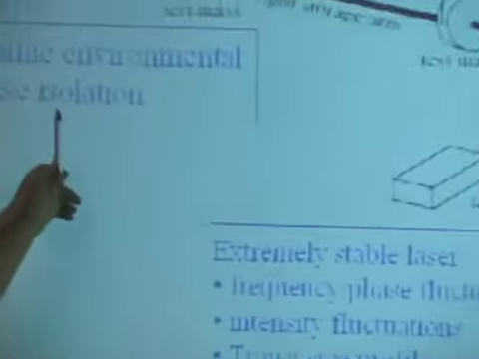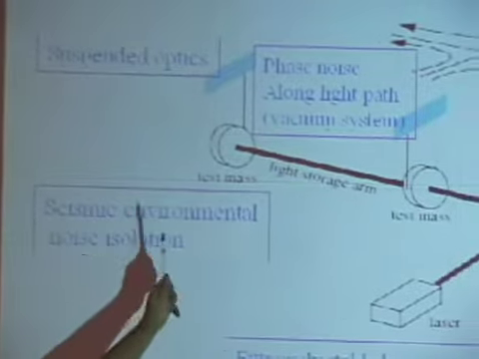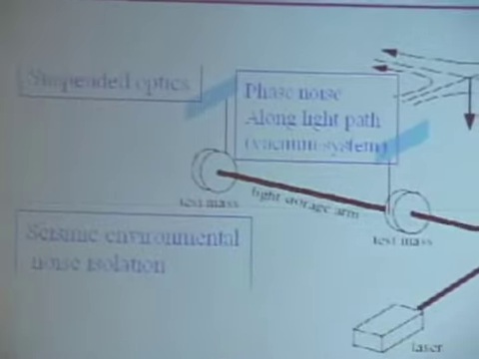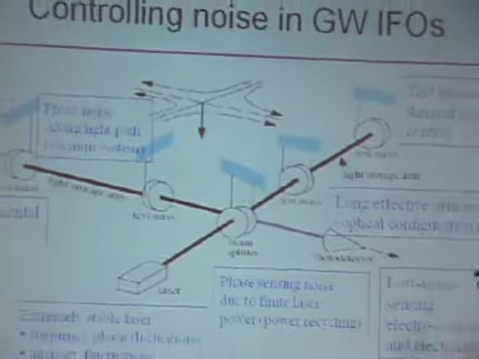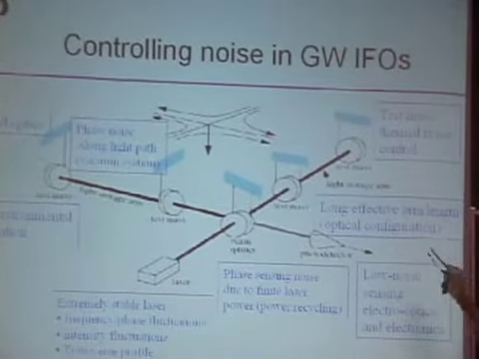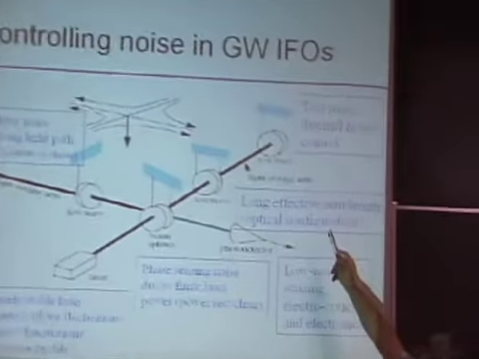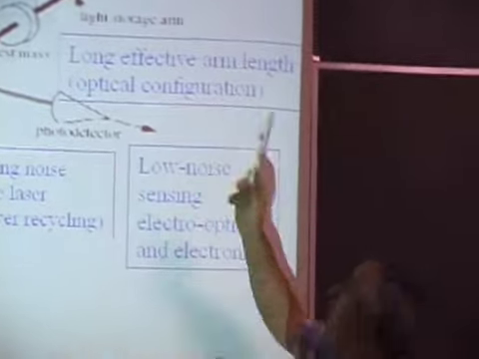So, for example, our suspended optics are aiming at reducing seismic and environmental noise. We have a seismic and environmental noise isolation system, which are seismic stacks. In order to minimize phase noise along the light path, we have a vacuum system. We have methods for controlling the test mass thermal noise. We have a long effective arm length, and that improves our sensitivity for a finite laser power, and therefore finite shot noise limited sensing.